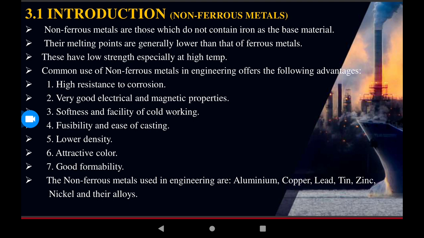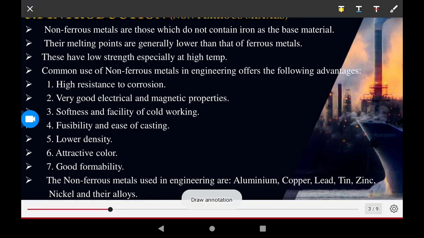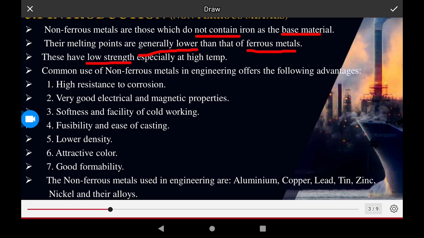Introduction to Unit 2, non-ferrous metals. What is a non-ferrous metal? Non-ferrous metals are those which do not contain iron as the base metal. Their melting point is generally lower than the ferrous metals. These have low strength, especially at high temperature.